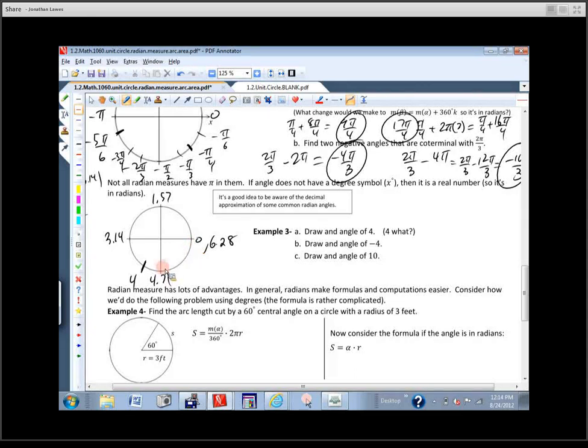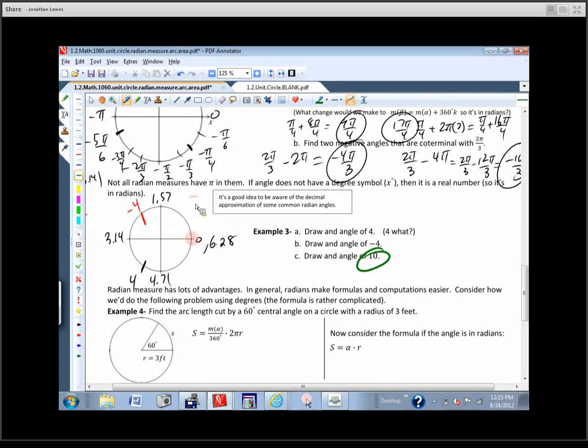What about negative 4? This would be negative 1.57. This would be negative 3.14. This would be negative 4.7. So negative 4 radians would be somewhere about right there. It'd be tough to graph those perfectly.